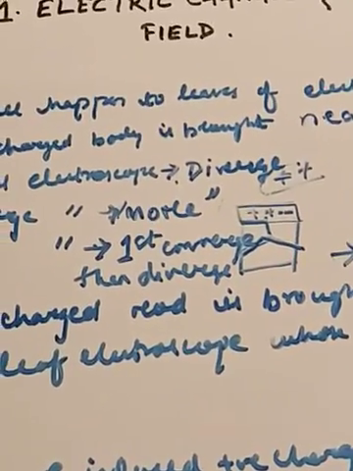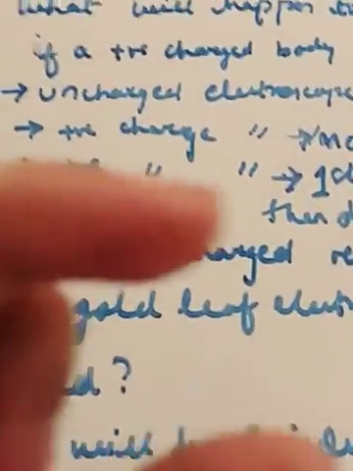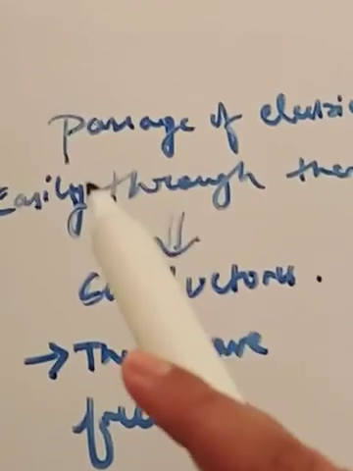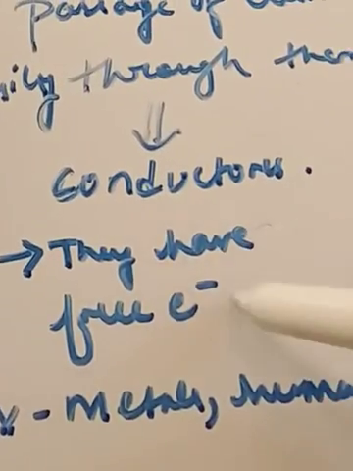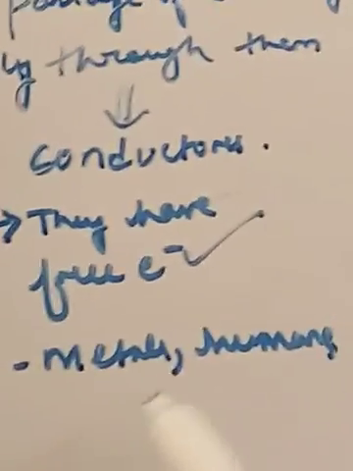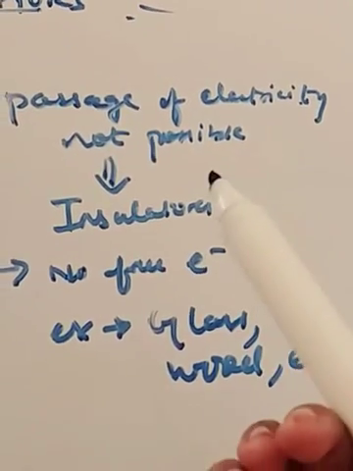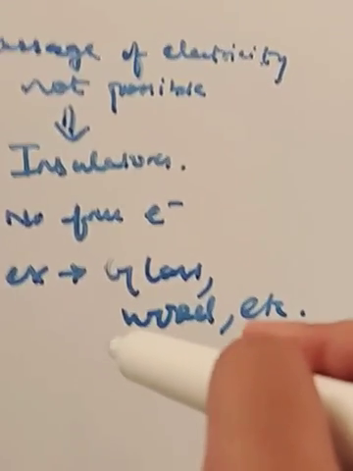Now let's go to conductors and insulators. Just a small part is given of it, then we'll shift to charging by induction. In conductors and insulators, the substances which allow passage of electricity easily through them are conductors. They have free electrons, and examples are metals, humans, etc. The substances where passage of electricity is not possible easily are known as insulators. No free electrons, example glass, wood, etc.